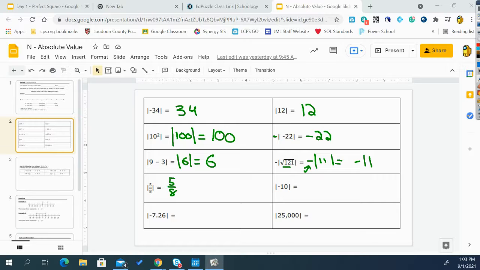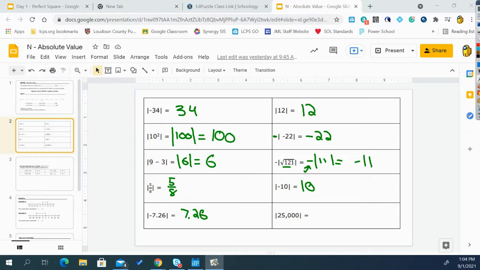The absolute value of negative 10 is simply 10. If you said that, good job. Go try the absolute value of negative 7.26 on your own. Don't be worried about it being a decimal. Solve it just like you solved the other ones. If you solved that problem, the absolute value of negative 7.26 is just positive 7.26. Notice, once again, all we did is we dropped the negative that was on the inside.